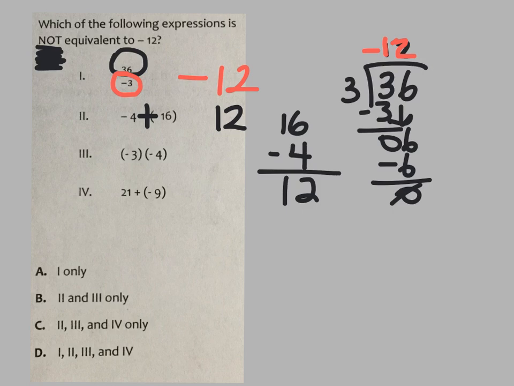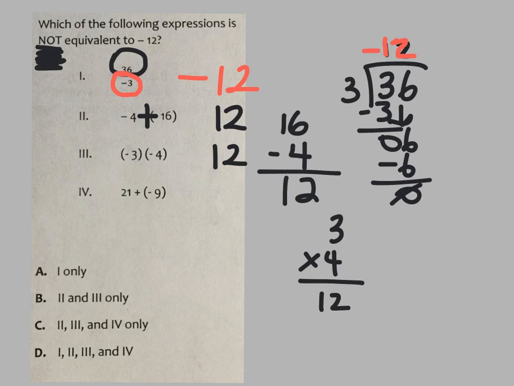Number 3, -3 times -4. Well, 3 times 4 is 12. When we multiply and both factors share the same sign, our product is positive. And since -3 and -4 were both negative, our solution is positive.